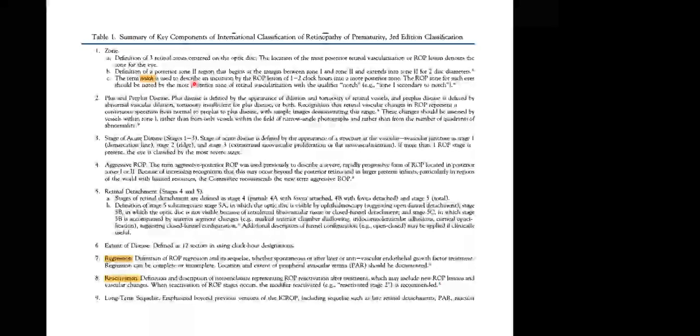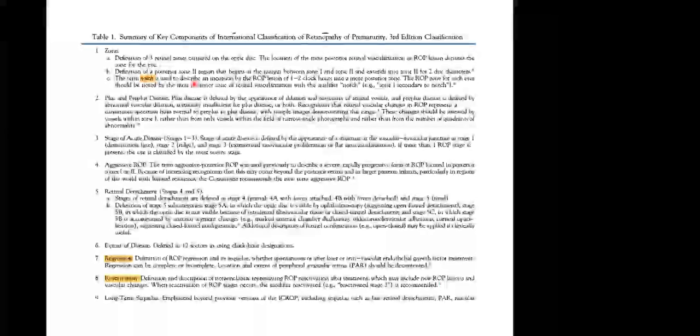Let's see the classification. The zone 3, plus, and the various stages are almost as they were in the previous classification. Aggressive ROP was already there. What is new is regression, which they had not defined earlier, but now they've come up with it. Reactivation is where, after the treatment, we re-evaluate the eyes and see whether the ROP has reactivated, and again decide on treatment or not.